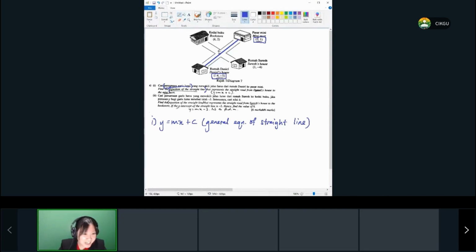Anyways, y = mx + c. First thing, yesterday we discussed this also, we always find the gradient first. Recall m stands for gradient. The formula for gradient is given in the formula sheet: (y2 - y1) over (x2 - x1). We did a question on this yesterday already. What is your y2, y1, x2, x1? It doesn't matter as long as you stay consistent.